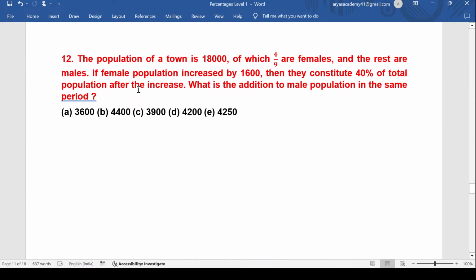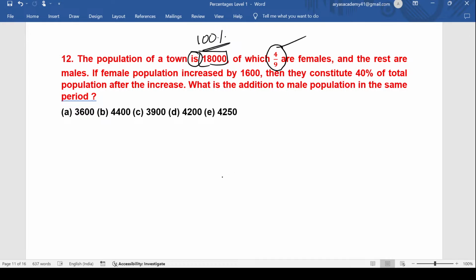Okay. Now, the current population of a town, current means present tense. That means the present population of the town is 18,000. It may be 18,000 or 1,80,000. It is always what? 100%. Total value is always 100%. And it's a slightly different question, but it's a very simple question.